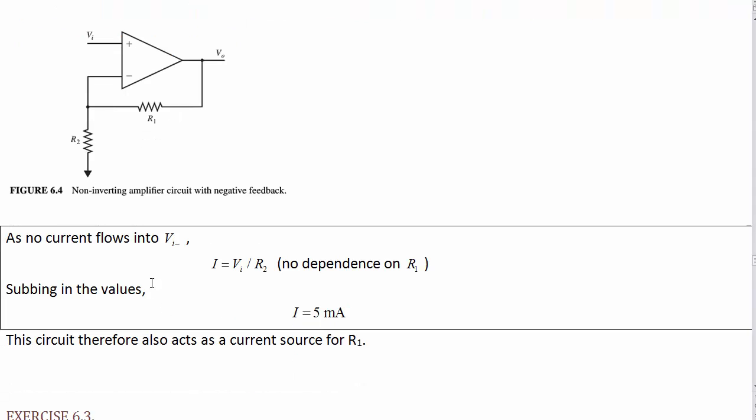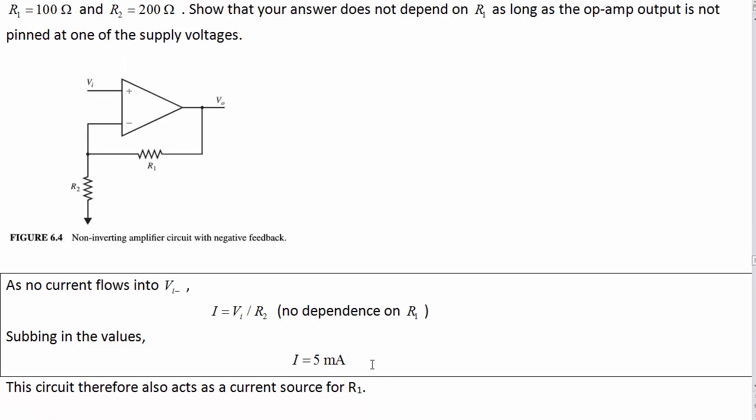Okay, so no current flows into the negative input, so we've just got VI over R2 as the current, from looking at the bottom here. And so that means that the same current has to be going through R1, meaning the current in this particular case is 5 milliamps. Notice that we didn't have to use R1 anywhere, so it's independent of the resistor R1. This means it acts like a current source for R1.